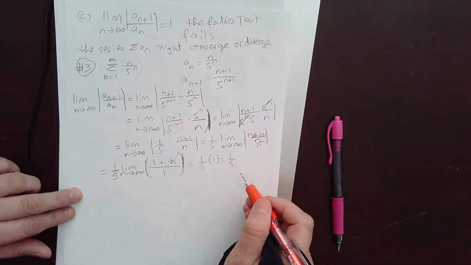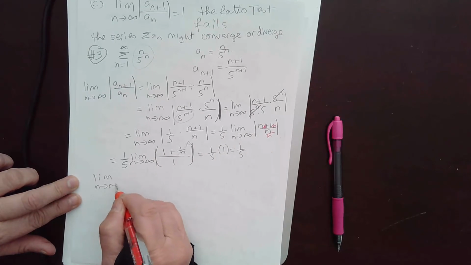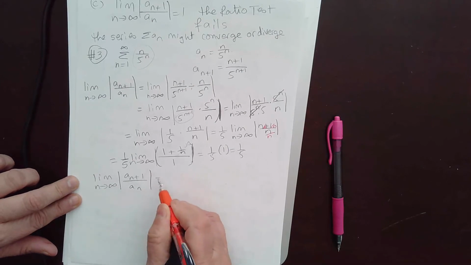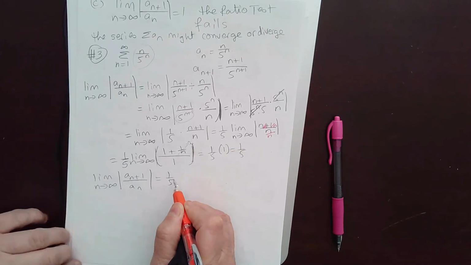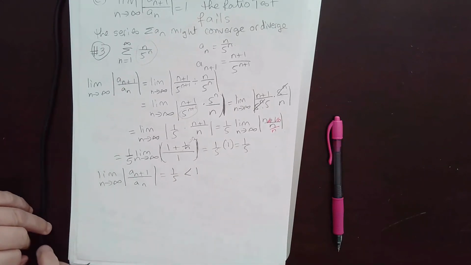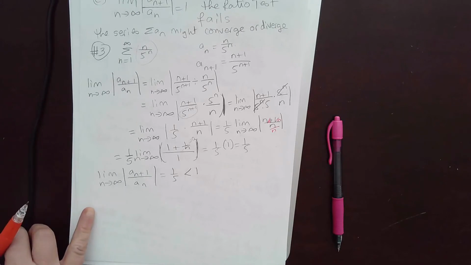Now, if you recall, the limit as n approaches infinity of a_(n+1) over a_n is equal to 1/5. Isn't 1/5 less than 1? So what does the ratio test tell us? If this limit is less than 1, what does that mean? Then the series is absolutely convergent, and therefore convergent. And that's what we have.